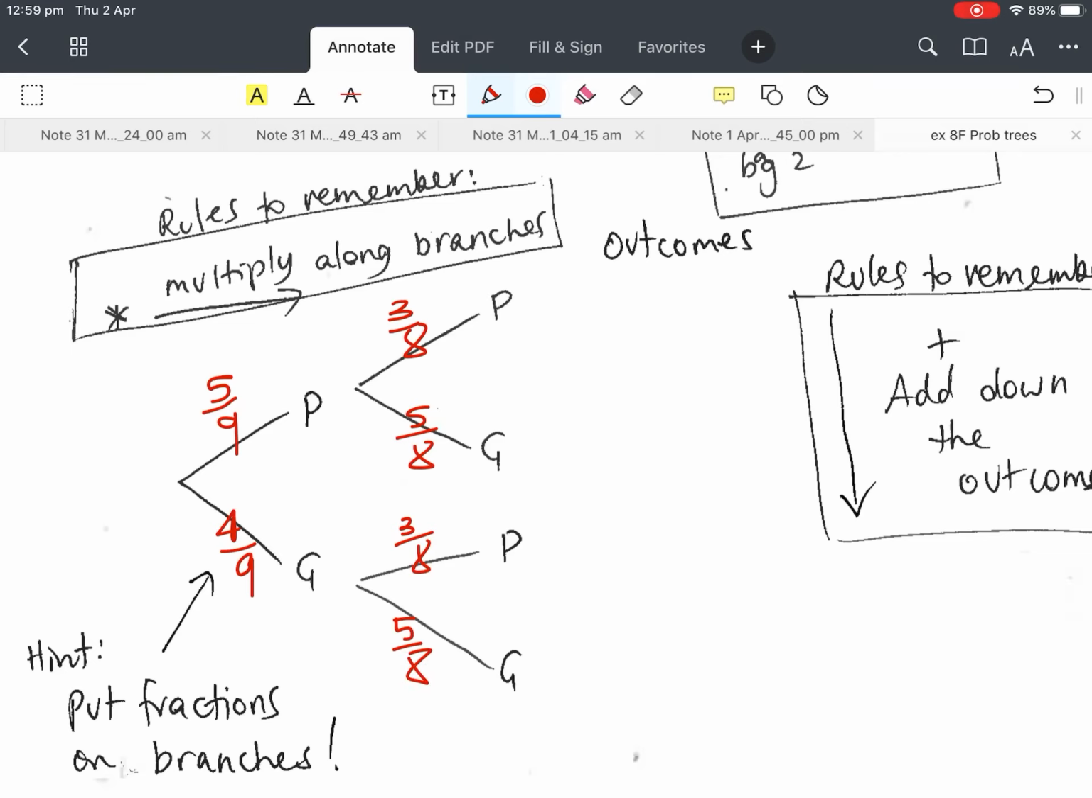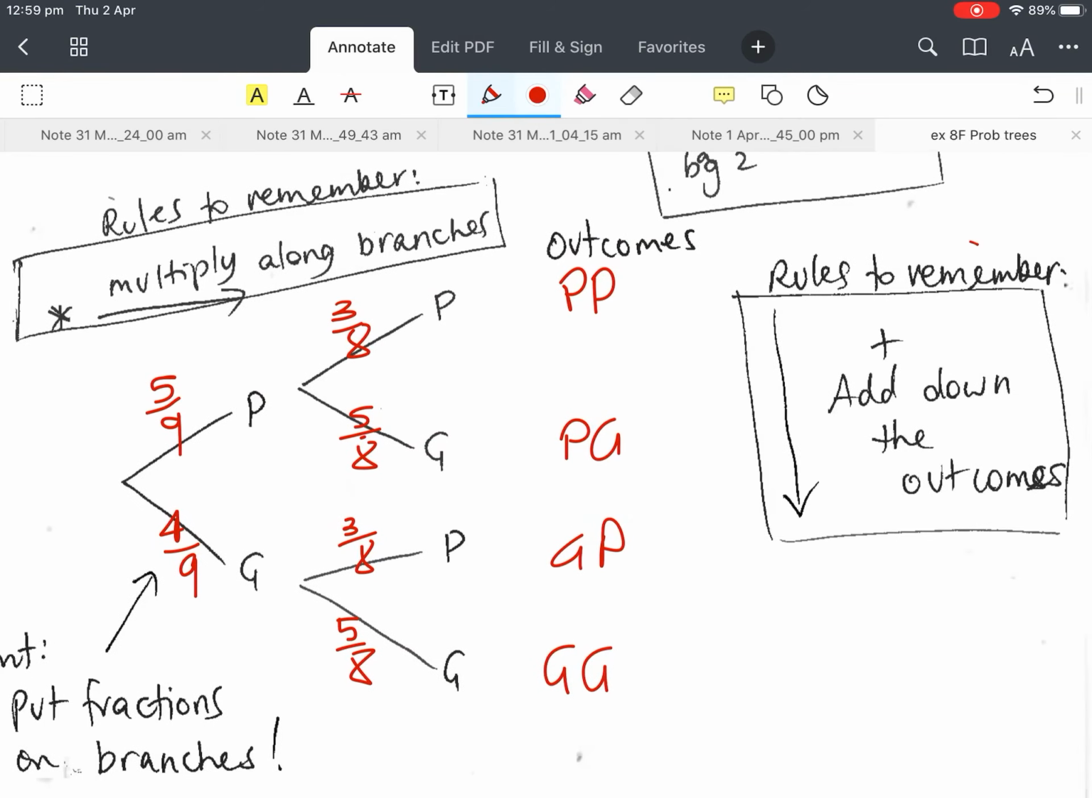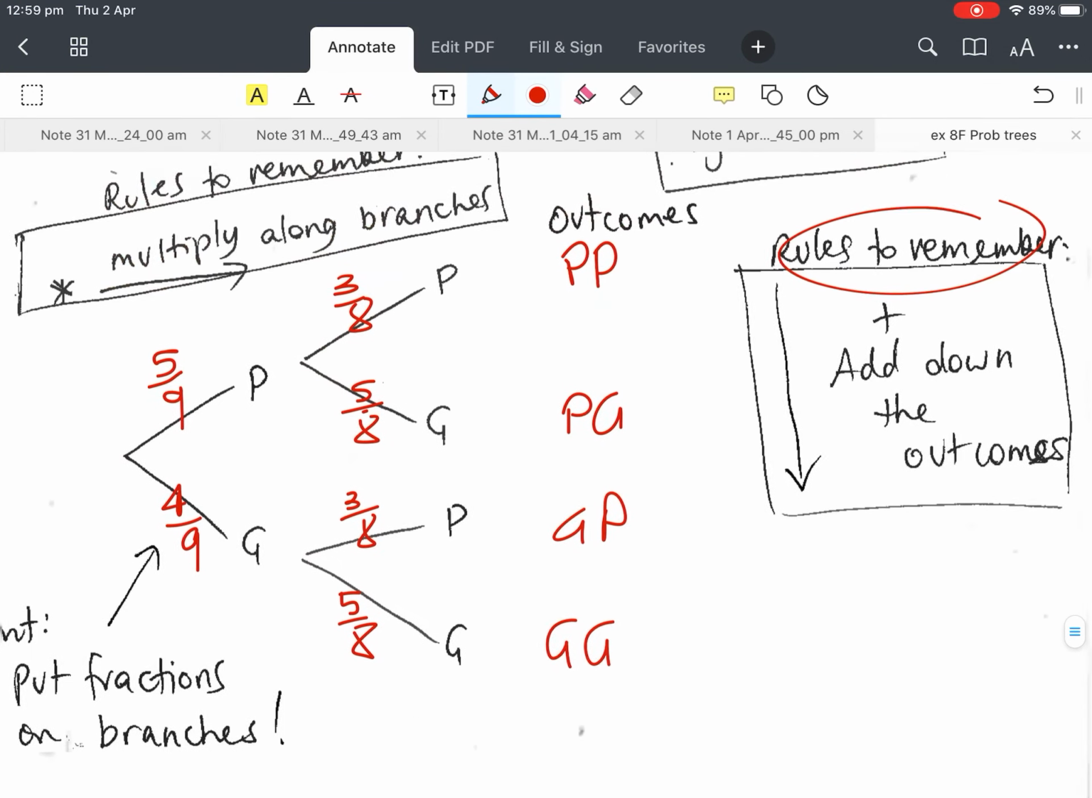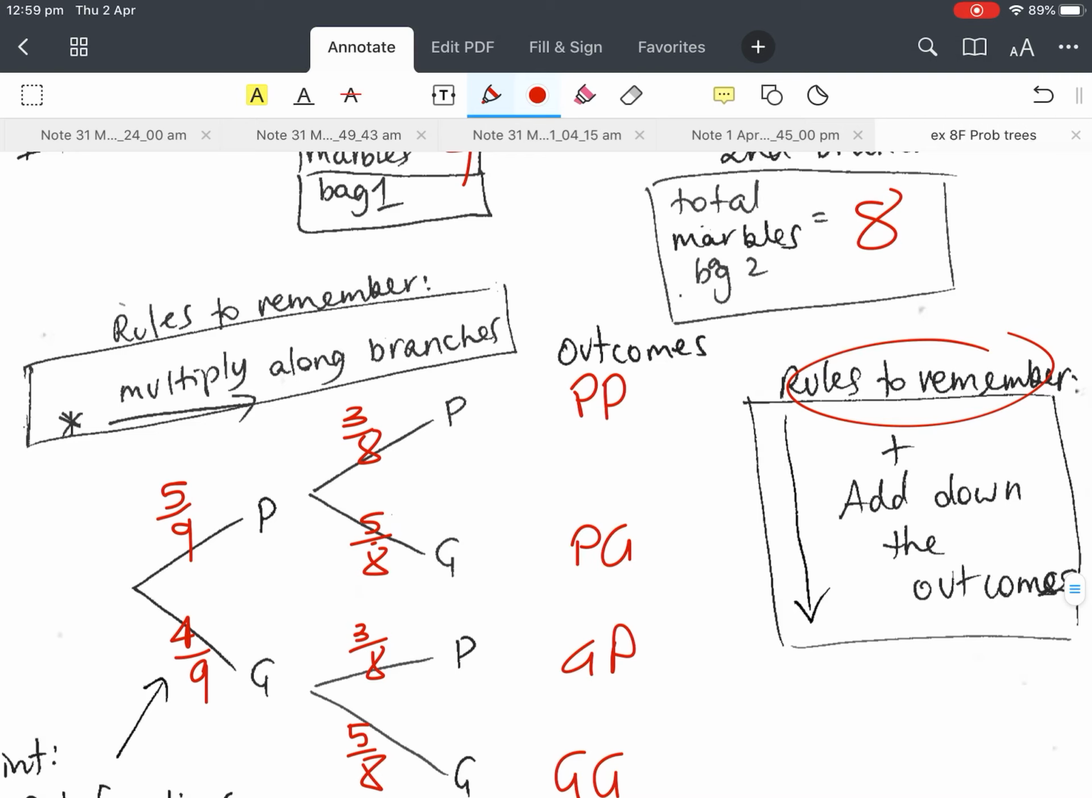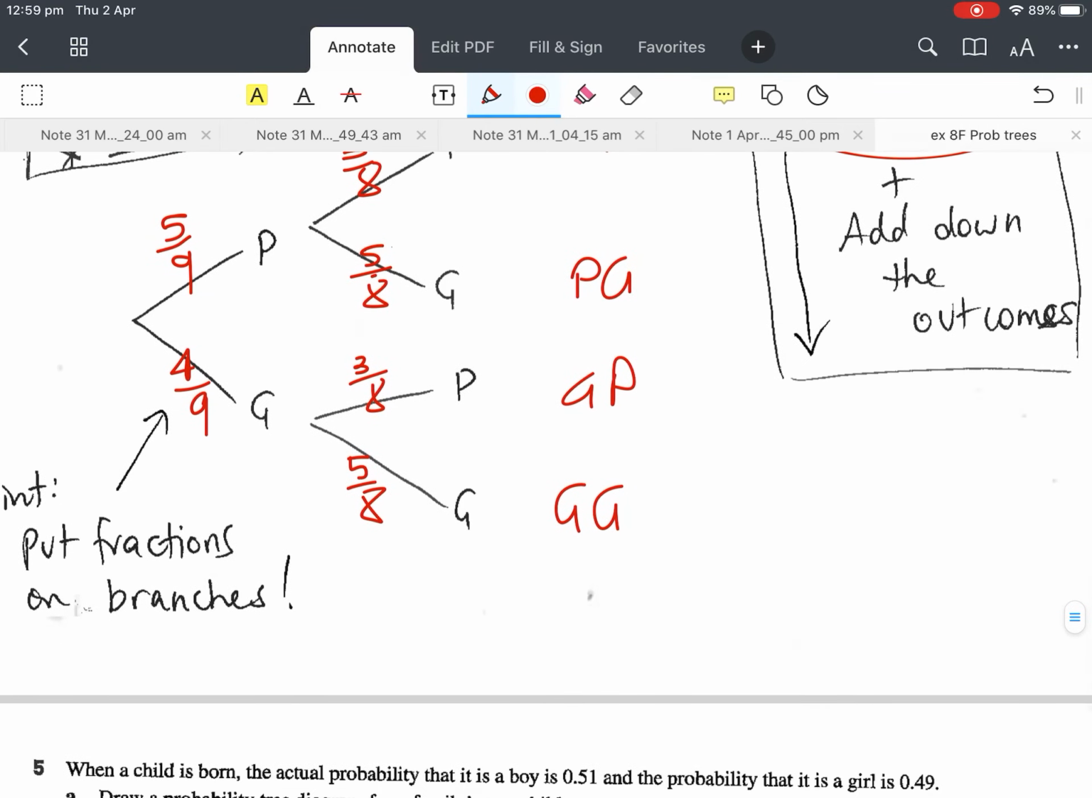Okay, so now if I do my outcomes, I get PP, PG, GP, GG. Now I don't do any calculations yet until I know what the question wants. Alright, so here's the rules. I put the rules here for you. Hopefully you'll remember them. Here they are here as well. There we go. Wasn't letting me write then.